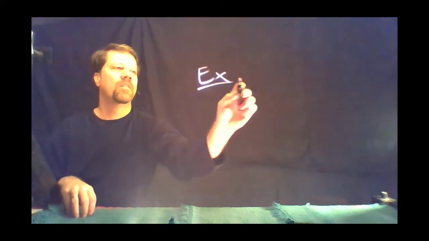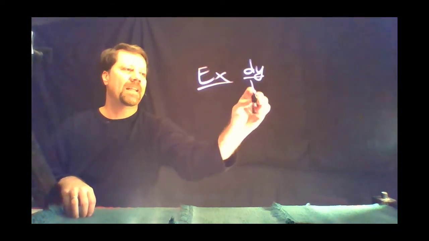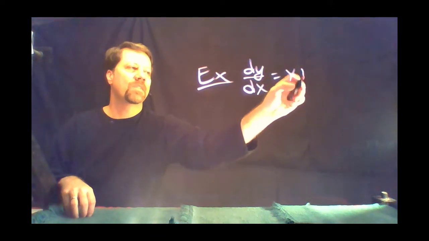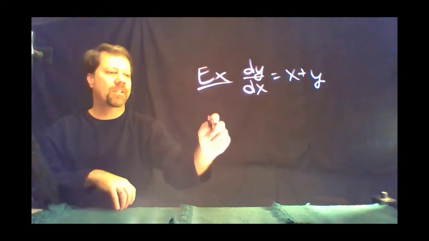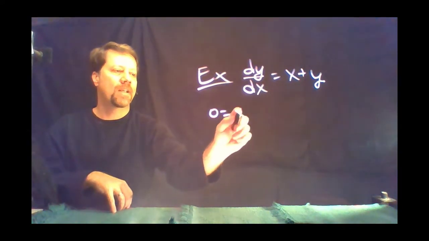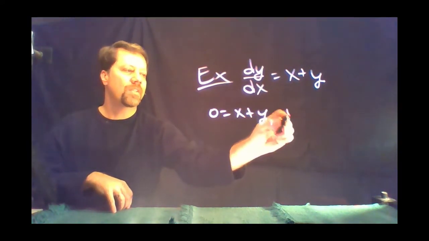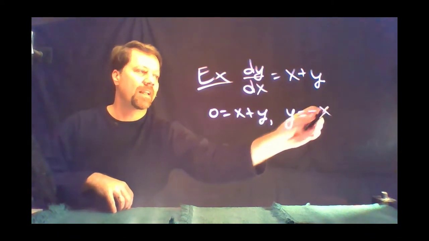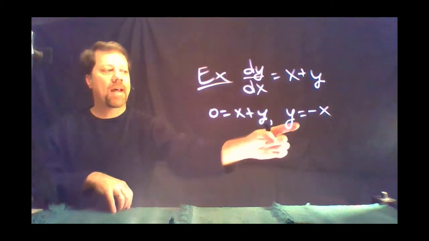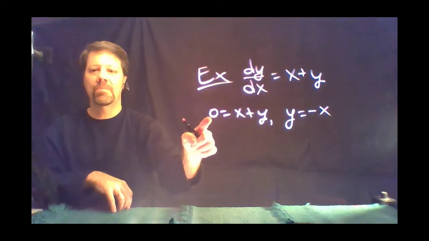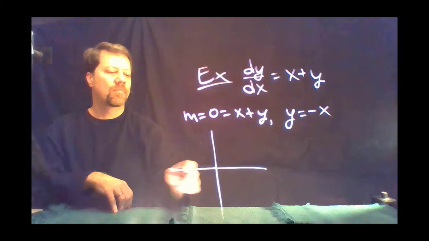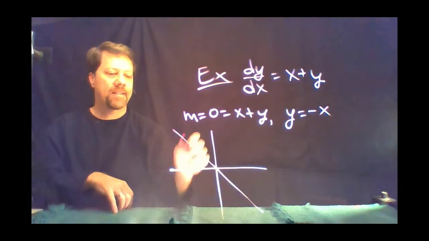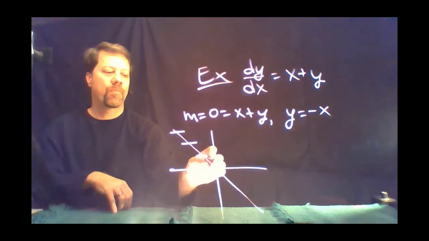As an example, suppose we have dy/dx equals x plus y. If we set the right-hand side equal to various constants like 0 equals x plus y, you can see that we'll have the curve y equals negative x, and everywhere along that curve y equals negative x, the slope will be 0. So all the way along this line, this isocline, the slopes are 0.